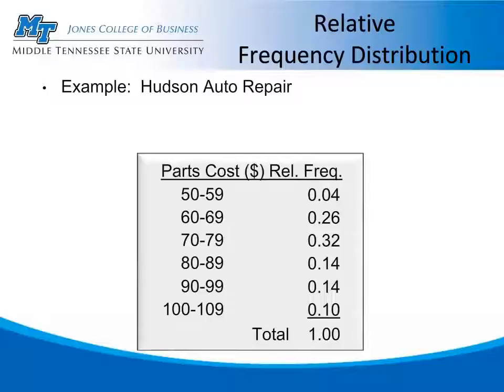There were 2 values in the 50s. 2 divided by 50 is 0.04. The relative frequency 0.04 is the same thing as 4%. But all you do to get the relative frequencies is just take the number in that class and divide it by the total number. Now the relative frequencies for a data set should always add up to 1. If you convert them to percentages, then they should always add up to 100%, except maybe for some round-off error.